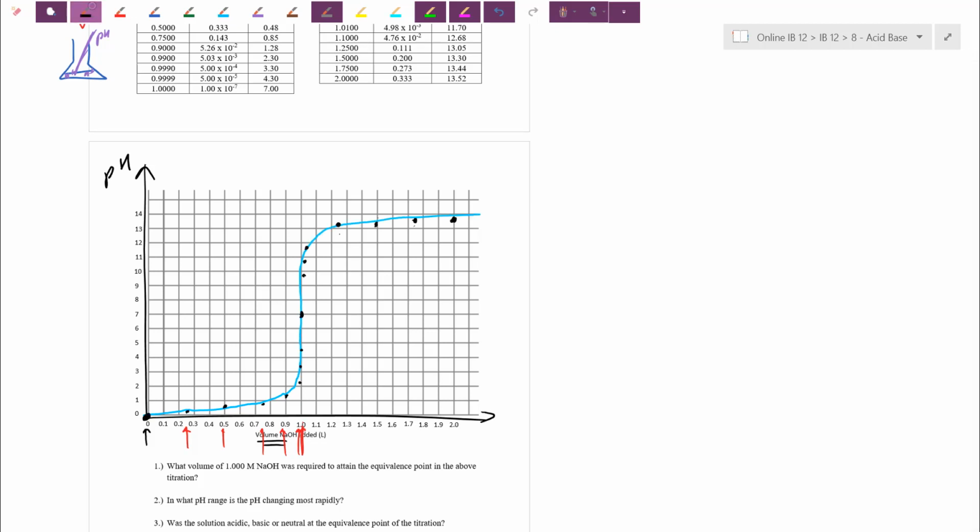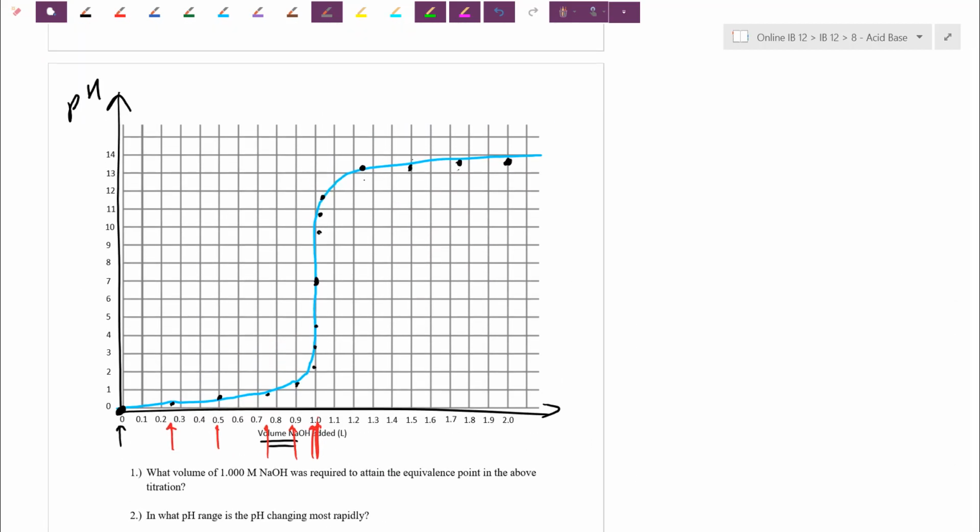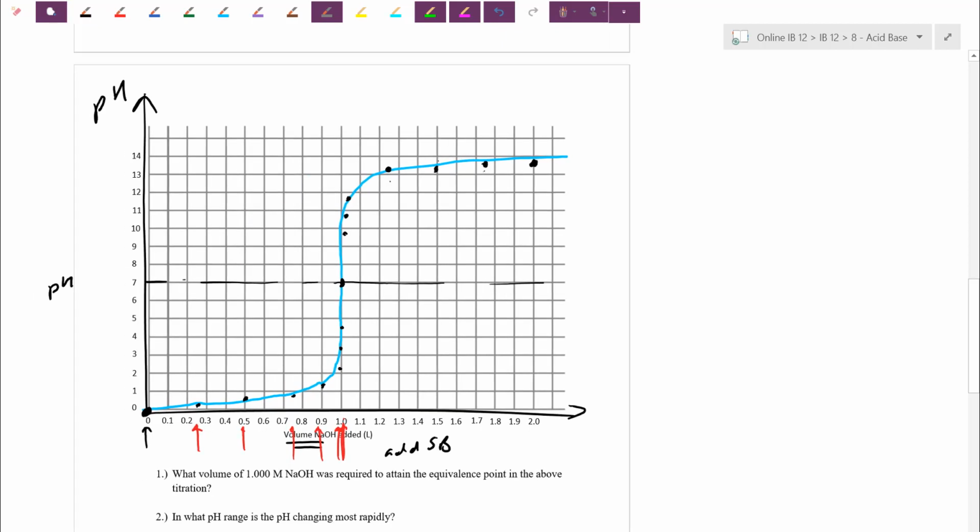Let's just make some general observations here. Does it make sense that this pH is increasing? Well, for sure. I am adding a strong base, right? I would expect it to slowly go higher and higher. We can assume we're at 25 degrees, so pH 7 should be neutral. It seems like pH 7 is actually a special point for this titration. This is neutral at 25 degrees, okay?